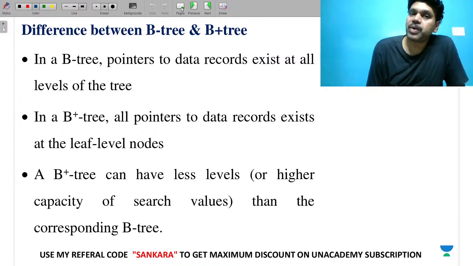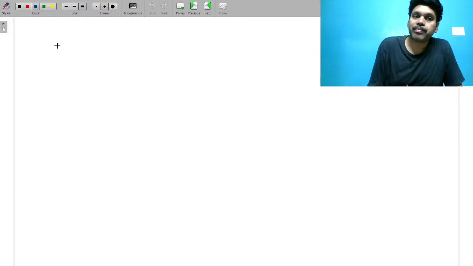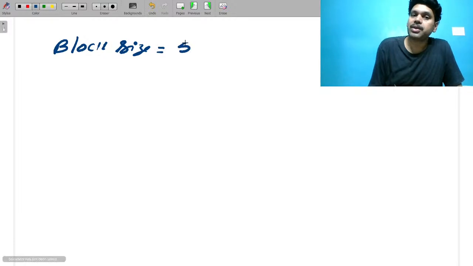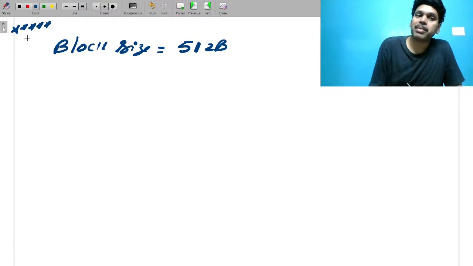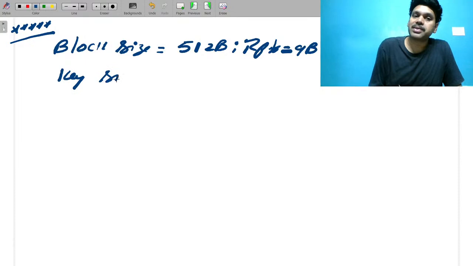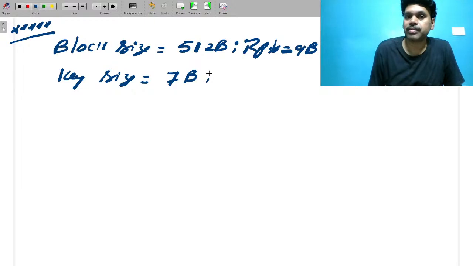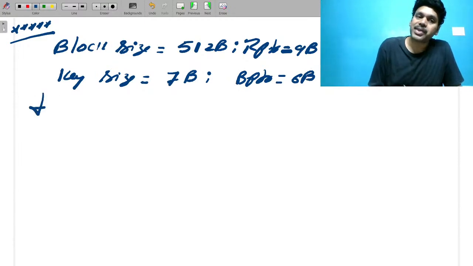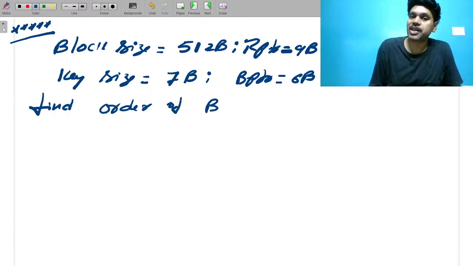So let me give you one example before going to this. Block size is equal to 512 bytes. Very, very important questions. Without these questions, the GATE paper is not going to be complete. And record pointer is equal to 9 bytes. Key size is equal to 7 bytes. And block pointer is equal to 6 bytes. He is asking three questions. Find the order of B tree. First question.